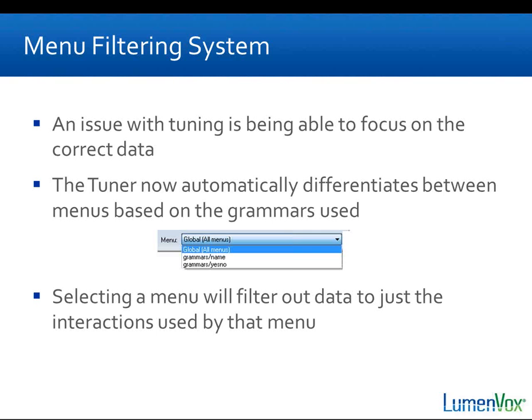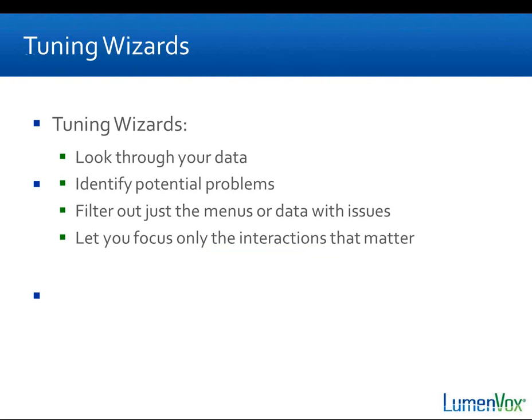So we've decided that if you've got a particular set of grammars, then we'll assume that those correspond to a single menu. And then we can use that to say, in the tuner, there's a drop-down where you can pick menus and say, I want to just focus on my name menu, or I just want to focus on my yes-no menu, or I just want to focus on my main menu, whatever. That's going to be really useful for you to pick and sort the data that you want to focus on.